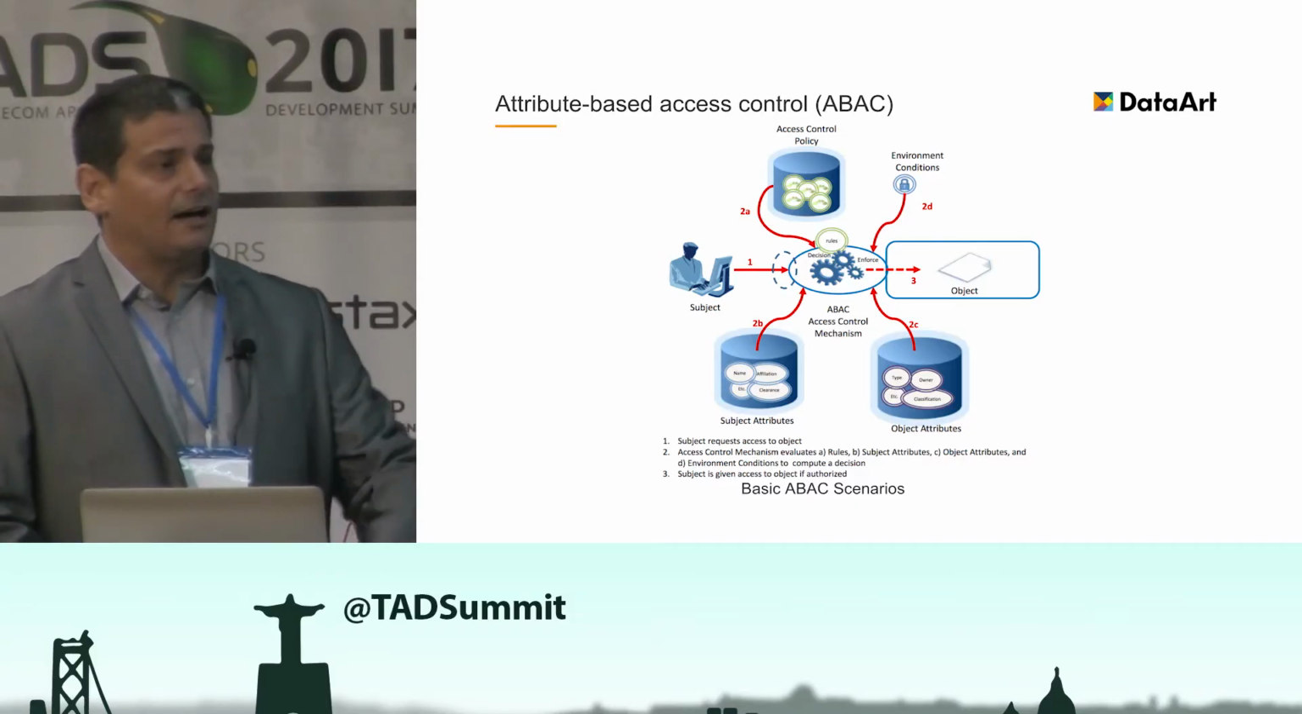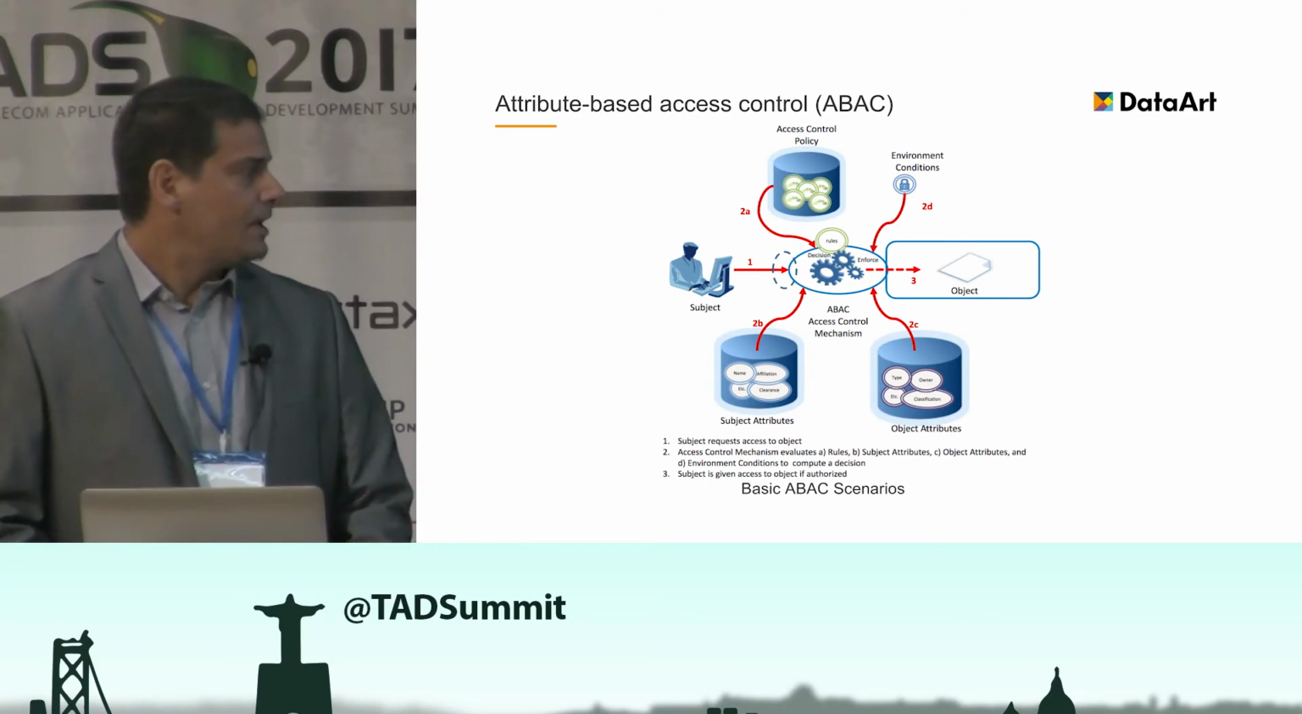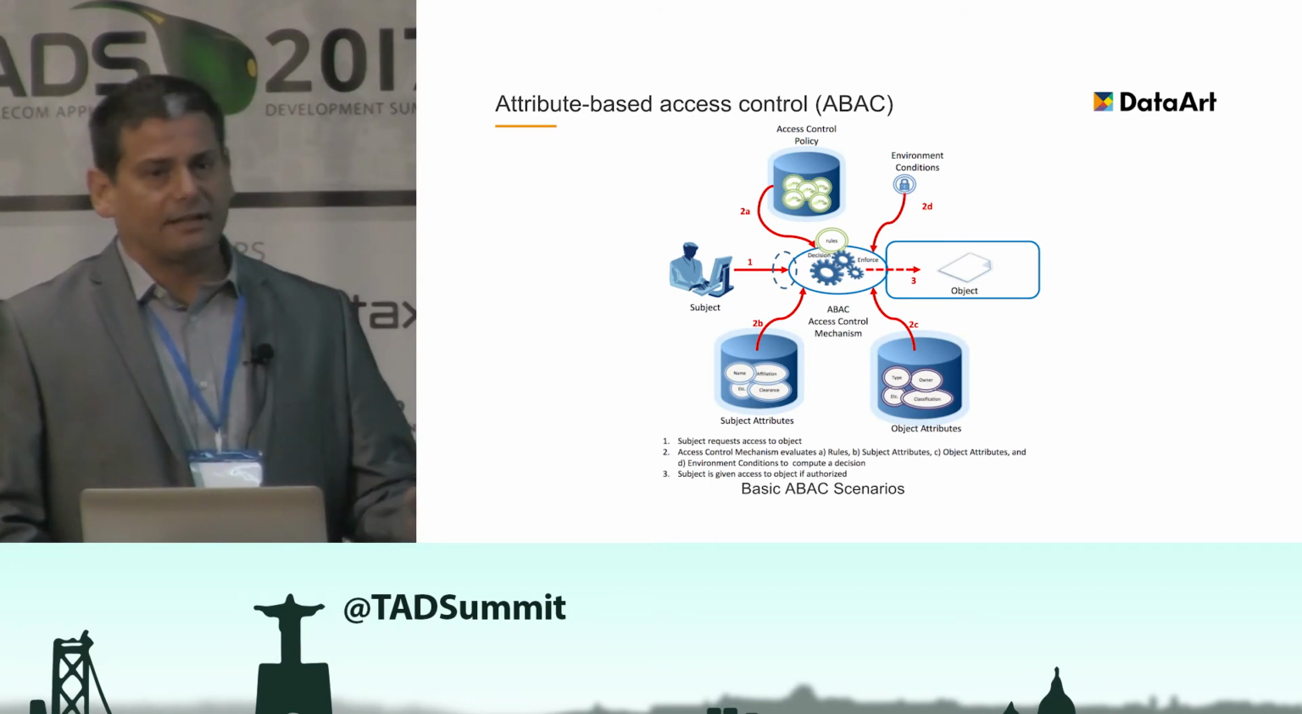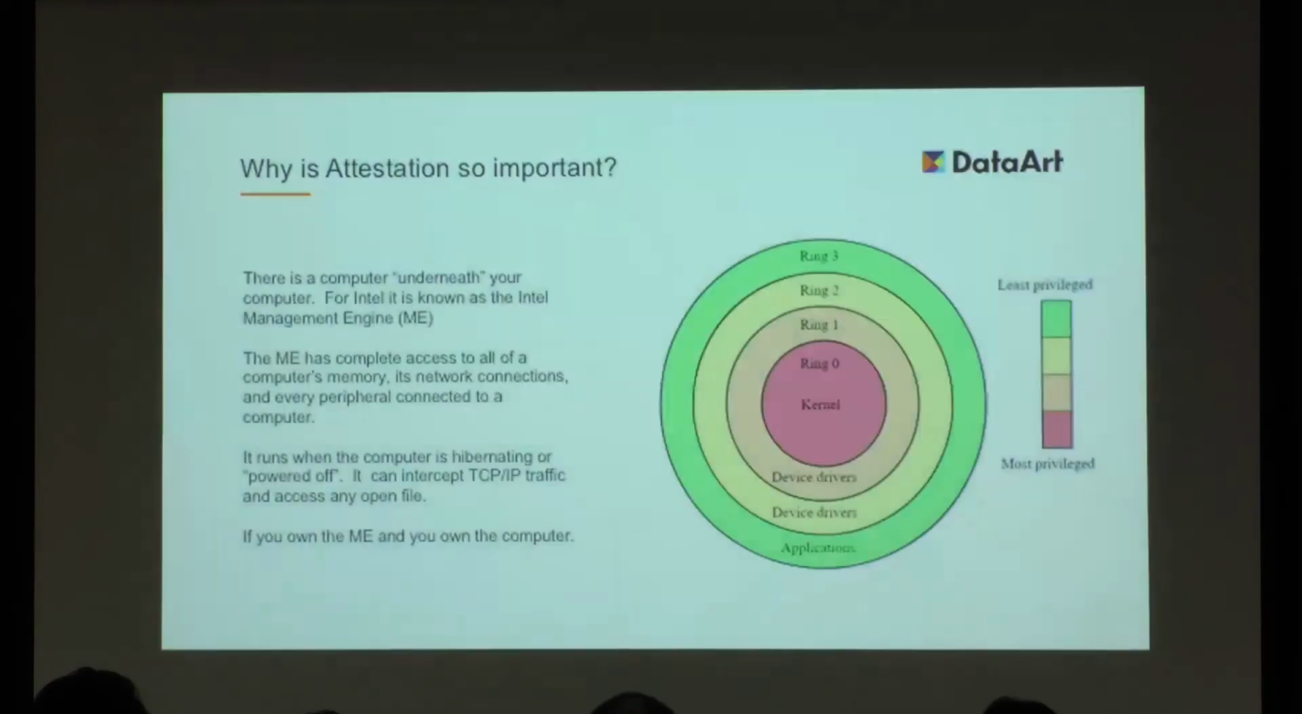And again, the idea is that the object now has rules. So this is well documented and defined. The other thing that comes about, again, is the hypervisor. Why is attestation so important? Hopefully people have seen diagrams like this. There's ring 0, ring 1, ring 2, ring 3.